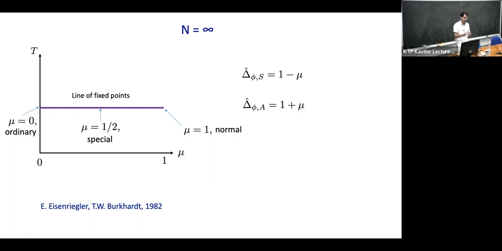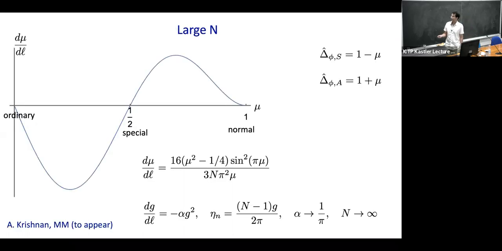Once you make n large but finite, you can calculate the flow of mu, the beta function for mu. Actually, you can calculate it to order 1/n exactly. And we did this with Abi, kind of a nice exercise. And it turns out that this line of fixed points is lifted to just ordinary, special, and, well, normal. And then the approach to this normal is exactly this quadratic one that we expected from the other RG approach. So this is a very non-trivial check of the RG that I described that works for any n, and this large n calculation that only works for n large.